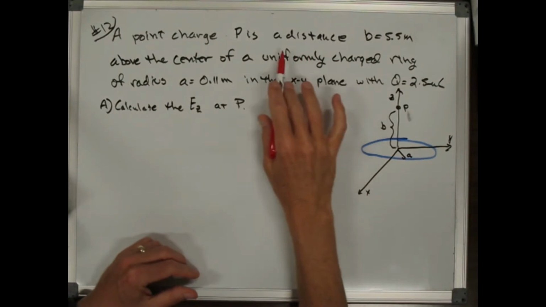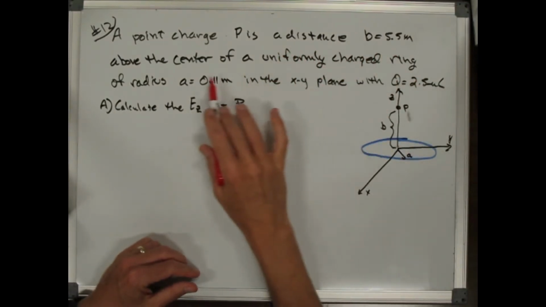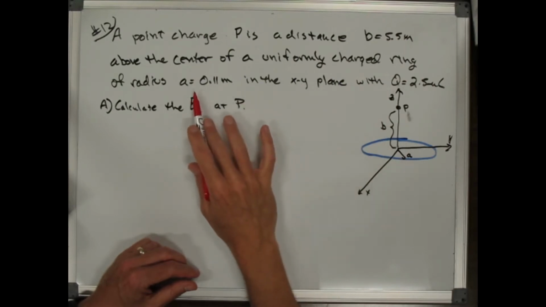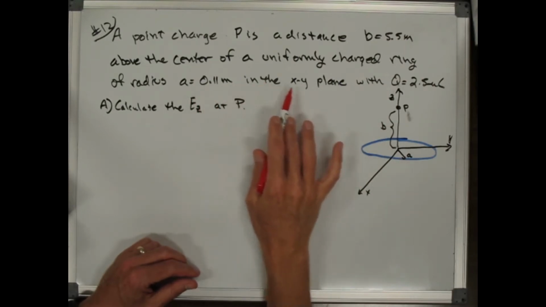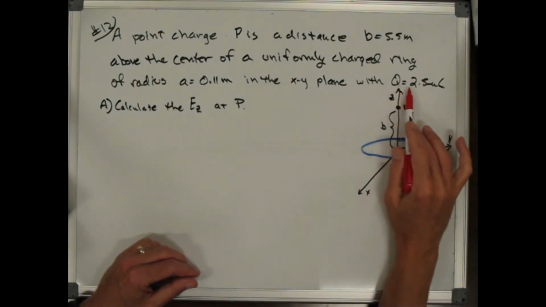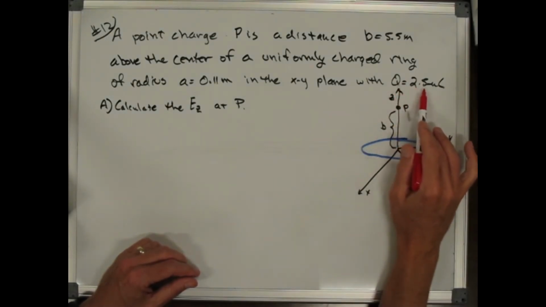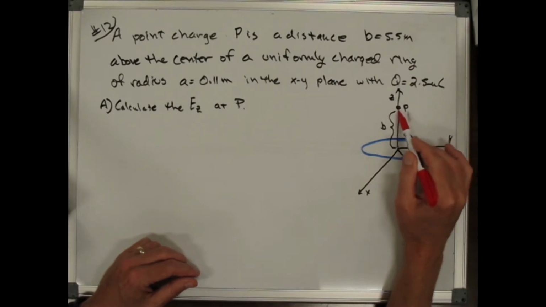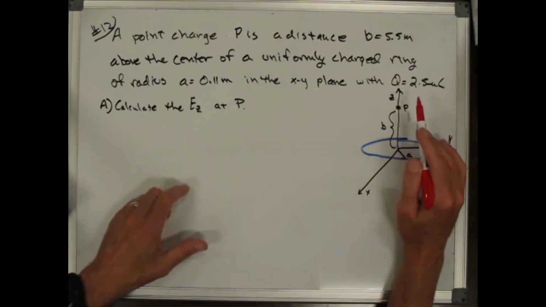Point P is a distance b equals 5.5 meters above the center of a uniformly charged ring of radius a equals 0.11 meters in the xy plane, carrying a charge of 2.5 microcoulombs. Calculate the electric field at the point P. Calculate the z component of the electric field at the point P.